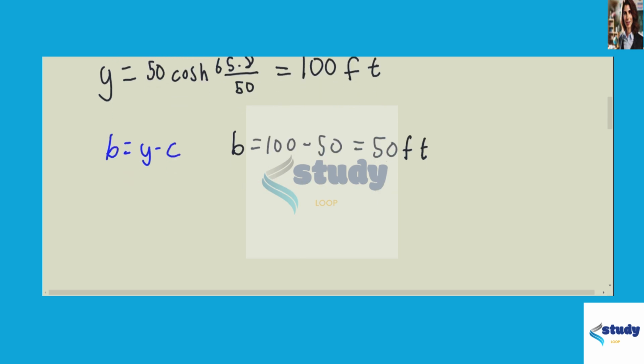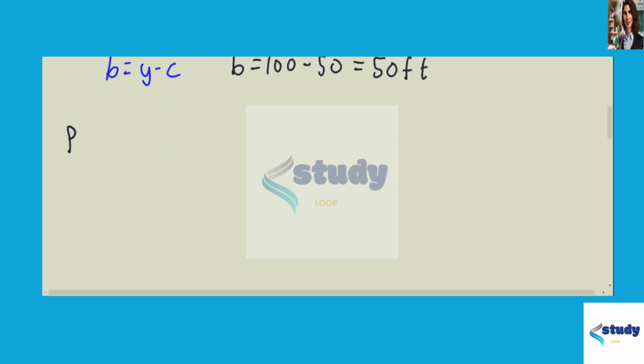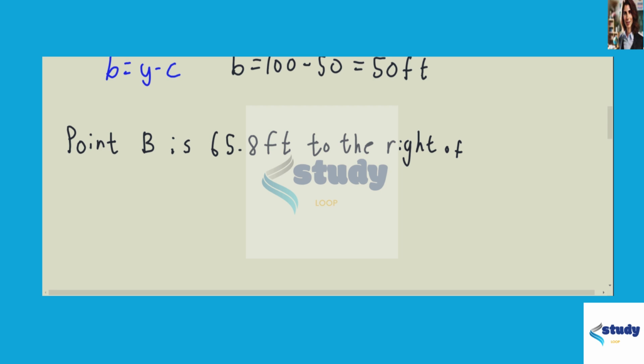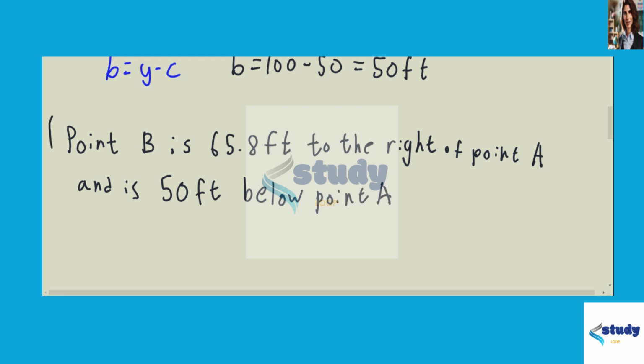So we can now say that point B is 65.8 feet, which was the length of A, to the right of point A, and is 50 feet below point A. And that's the location of point B.